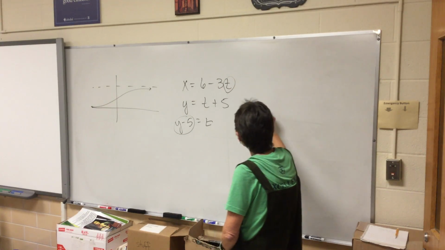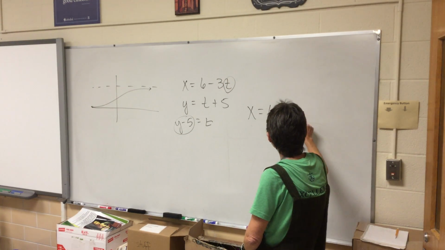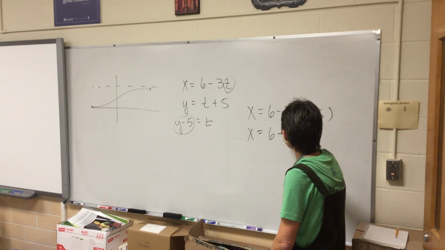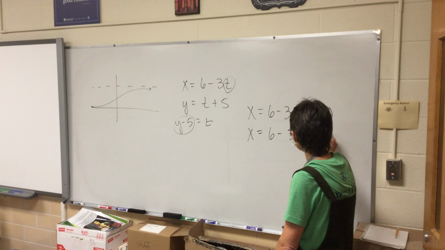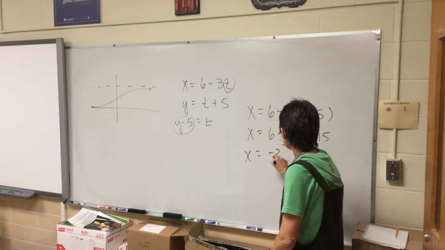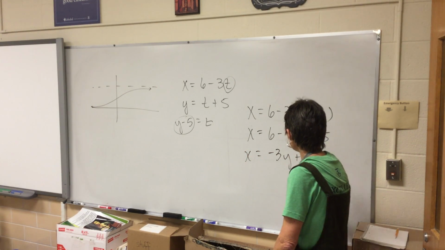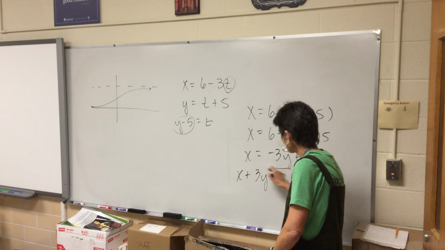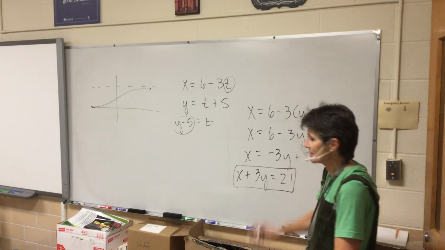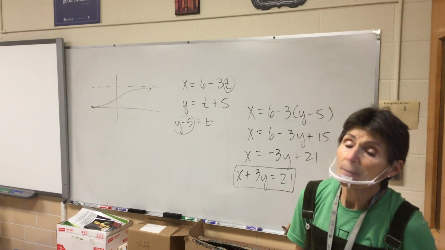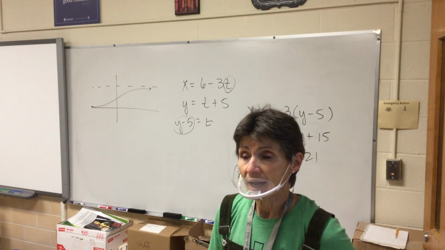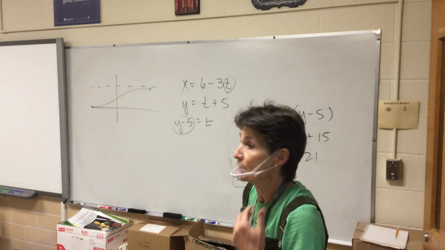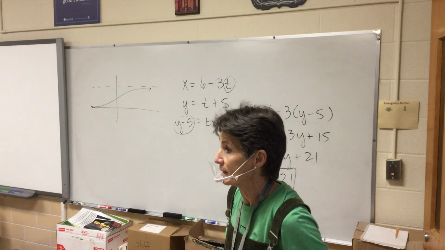So you have x equals 6 minus 3 times (y minus 5). So 6 minus 3y plus 15, negative 3y plus 21, and we would probably write that as x plus 3y equals 21, since it's a line and that's the standard form of a line. Some of you wrote the line in slope-intercept form, and that's fine too. You didn't need to do that, but that's fine.